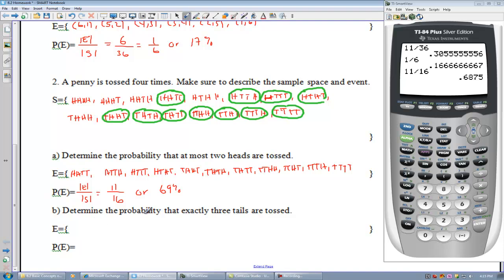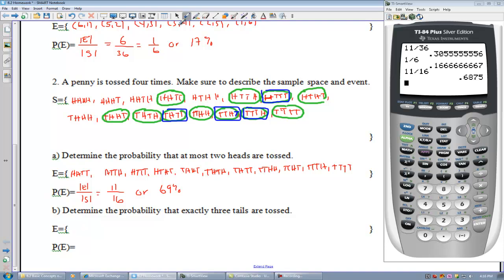All right, determine the probability that exactly 3 tails are tossed. So let's look at this one. Let's do this one in blue. All right, so I'm looking for exactly 3 tails. So 0 tails, 1 tail, 1 tail, 2 tails, 1 tail, 2 tails. Here's 3. There's 1. That has 2 tails, 1 tail, 2 tails, 2 tails. This has 3 tails. 2 tails. This has 3 tails. This is TTH, and that's a T there. This has 3 tails. And the last one has 4 tails, so not exactly 3.